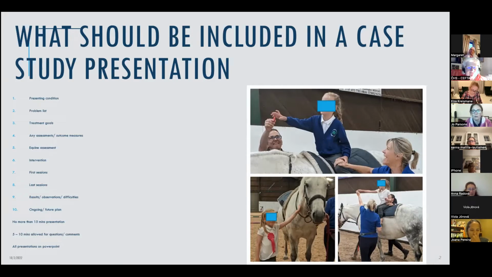So when we are sharing a case study, you will see that my case study outlines the 10 points that are shared on this slide. It begins with a presenting condition, goes through a problem list, treatment goals, assessments and outcomes, equine assessment, and why we chose that equine, intervention, what the first sessions were like, what the last sessions were like, what the results were, or any observations or any difficulties that we had, and then what the plans are.